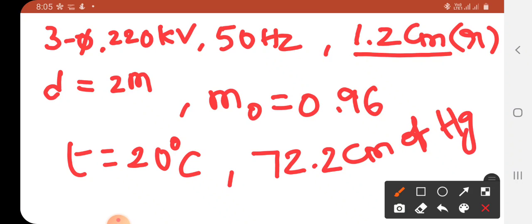Yes, here our objective is to find the disruptive critical voltage between the lines. Here also the same formula we can impose, but here he has given the value of the irregularity factor. It is to be taken into account, as well as he has given the value of barometric pressure along with the temperature. Hence you need to find the air density factor. Then you can go for the disruptive critical voltage.